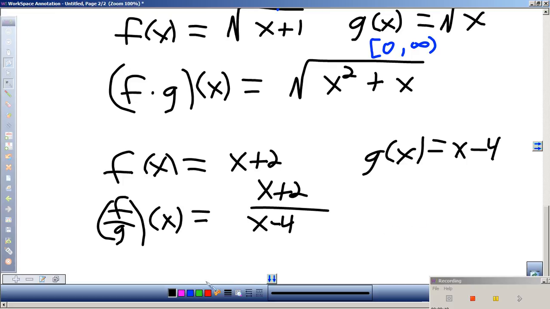Okay? What's the domain of this one? What's the domain of f? All real. What's the domain of g? All real. What's the domain of this one? x equals 4, so x does not equal 4. So our original two functions said we could plug any number in, but if we combine them, we have more restrictions in place. So in some cases, you'll have more restrictions in your answer than you have in your original functions.